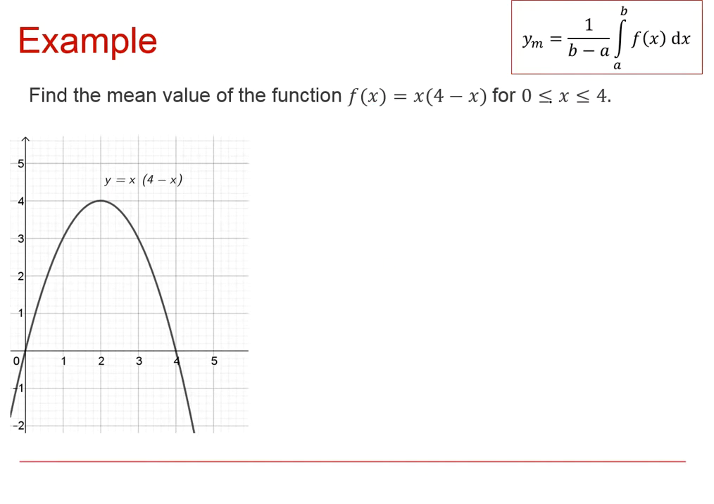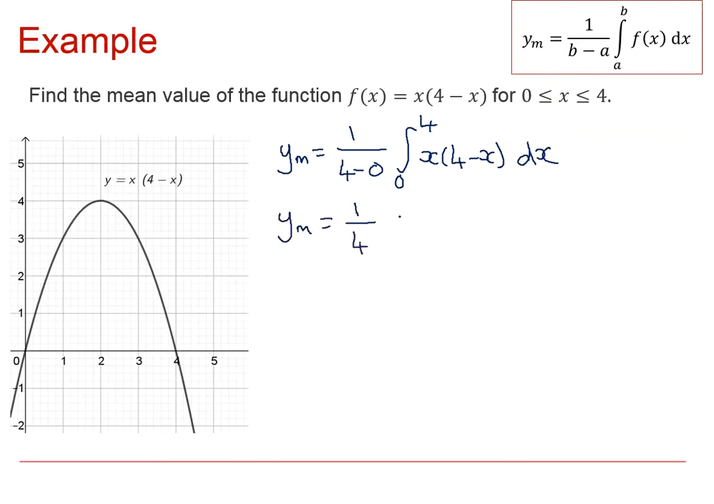Right, so we're going to use this formula now in order to find the mean value of this function. So ym is 1 over b minus a, so 1 over 4 minus 0, times the integral between 0 and 4 of f of x, our function, which is x times 4 minus x, with respect to x. So ym is a quarter of the integral between 0 and 4 of 4x minus x squared dx.